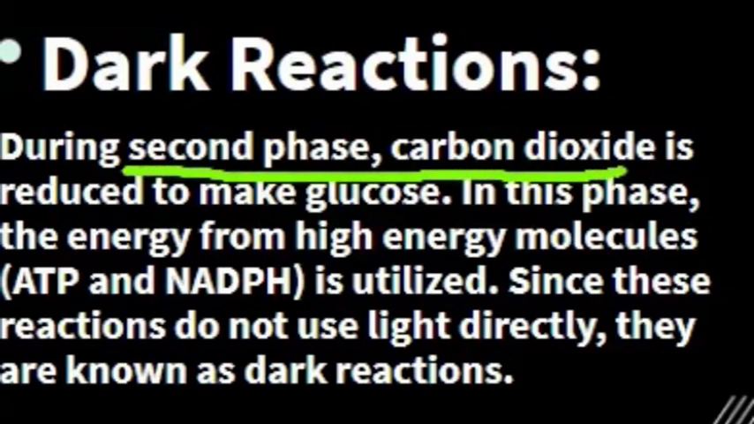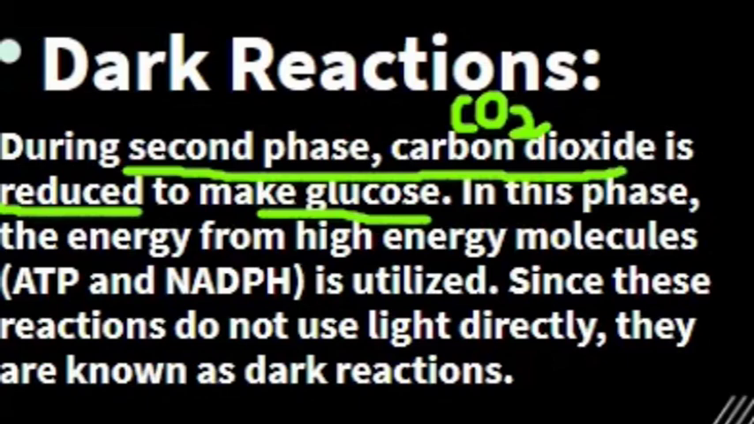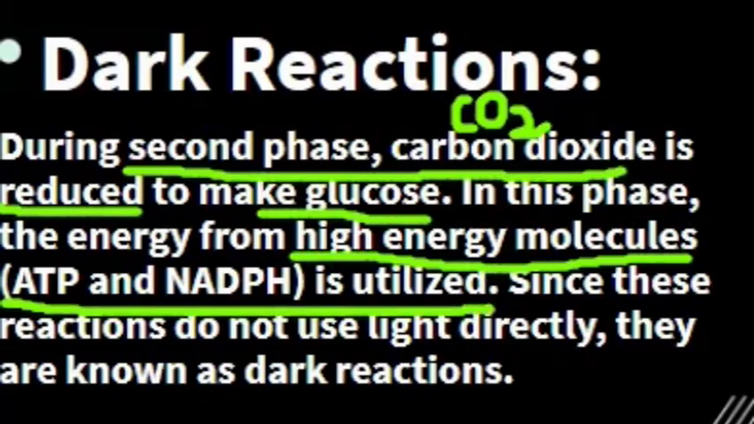The first thing to understand is what is dark reaction. During the second phase of photosynthesis, carbon dioxide CO2 is reduced to make glucose. Glucose means the food that a plant prepares during photosynthesis in the presence of sunlight. And reduced means reduction. Reduction means the gain of electrons. In this phase, the energy from high energy molecules ATP and NADPH is utilized.